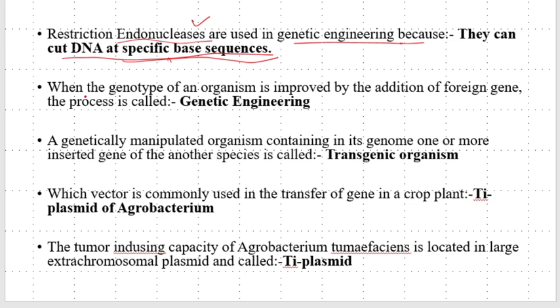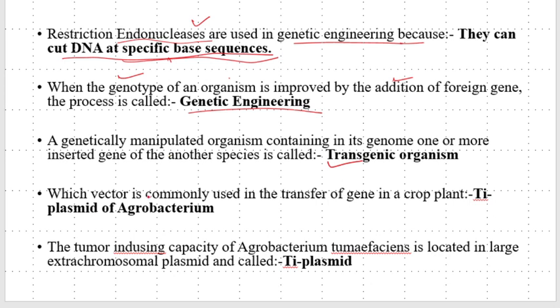Now here, when the genotype of an organism is improved by the addition of a foreign gene, the process is called what? This is known as genetic engineering. Then the genetically manipulated question is repeated here, and that is known as transgenic. They will ask you the question again and again in one way or another, so you have to be very clear about it.